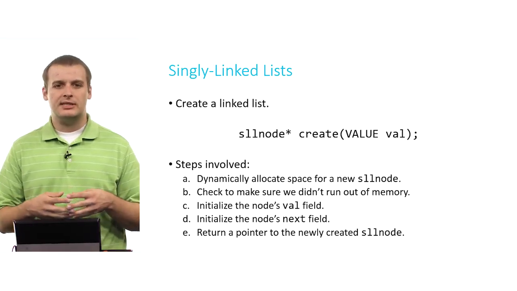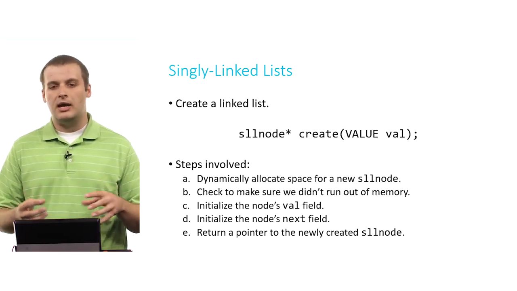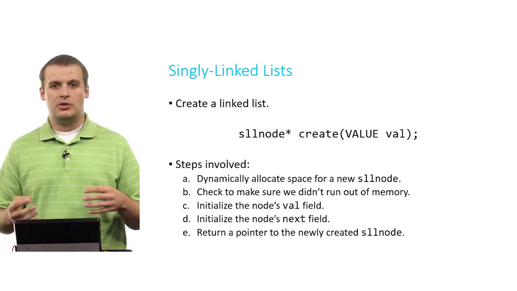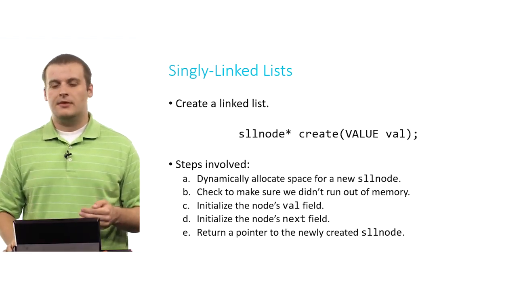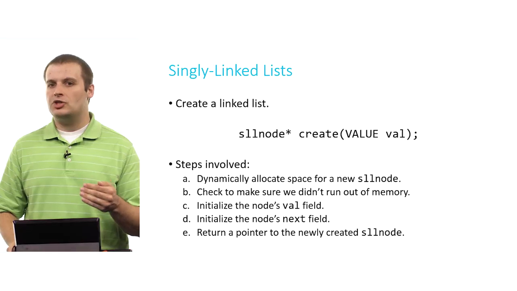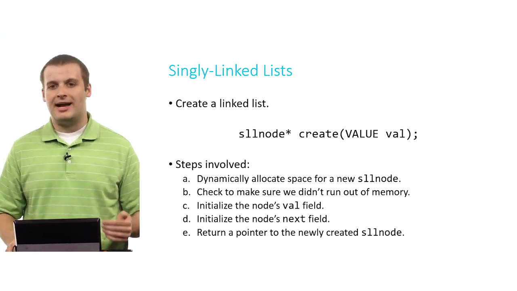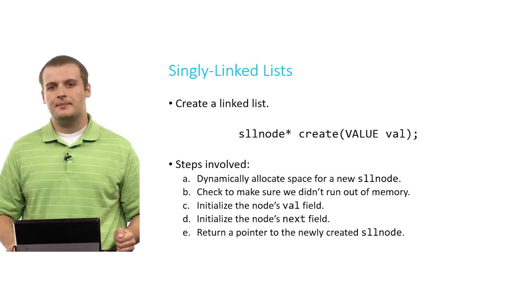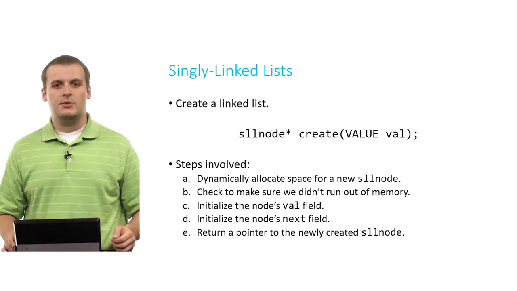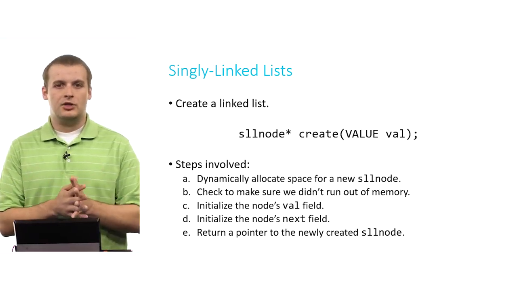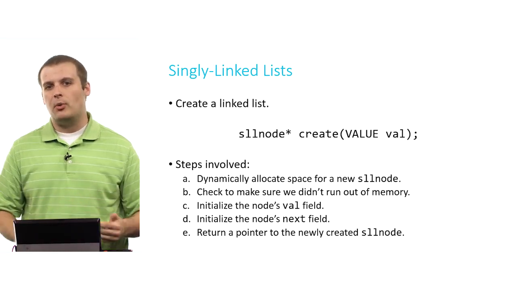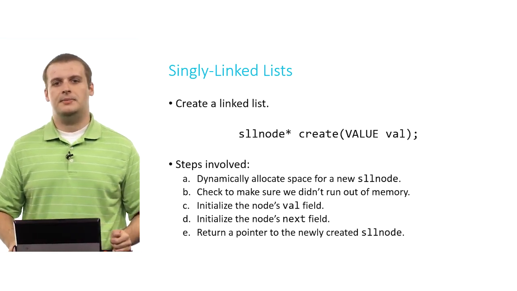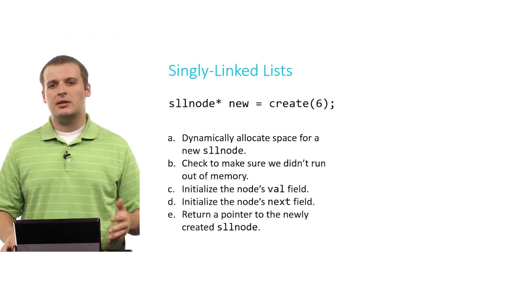Well, first thing we need to do is dynamically allocate space for a new node. Again, we're creating it out of thin air, so we need to malloc space for it. And of course, immediately after we malloc, we always check to make sure that we did not get back null, because if we try and dereference a null pointer, we're going to suffer a seg fault, and we don't want that. Then we want to fill in the fields. We want to initialize the value field and initialize the next field. And then as the function prototype indicates, we want to return a pointer to an SLL node.